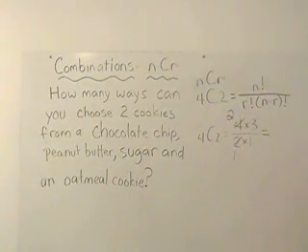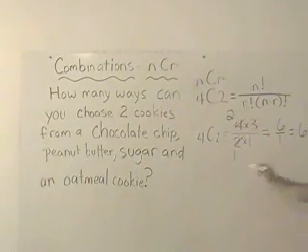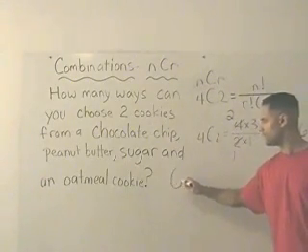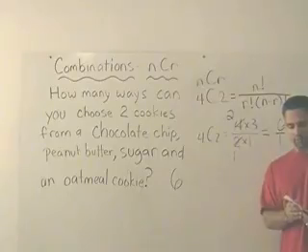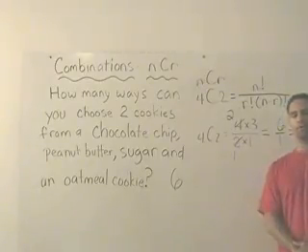Now that we're through with our cancellation, just multiply the remaining numerators. 2 times 3 is 6. And with the denominator, 1 times 1 is 1. And 6 over 1 can be simplified to 6. So we would say there are 6 different ways to choose 2 cookies out of the 4. And that's how you perform a combination using the shortcut.